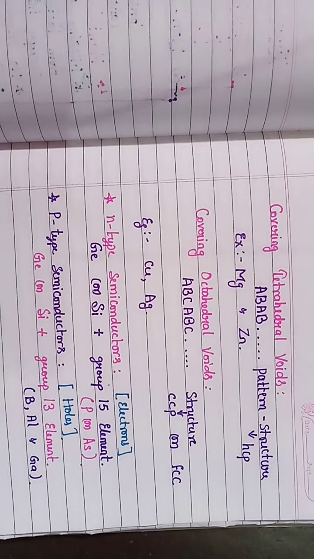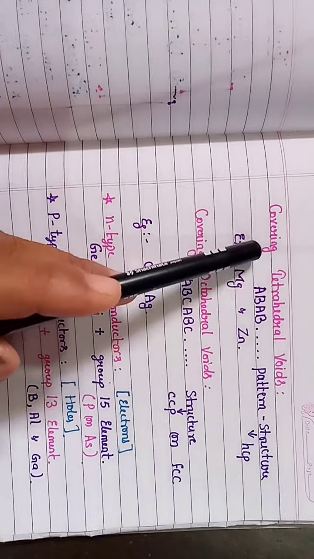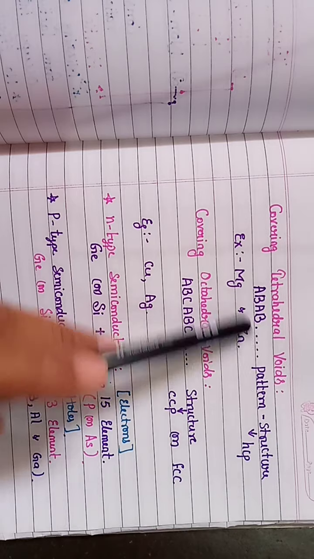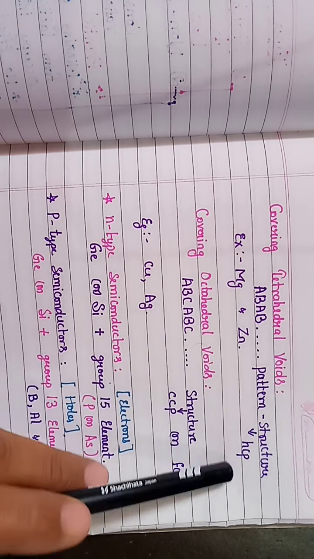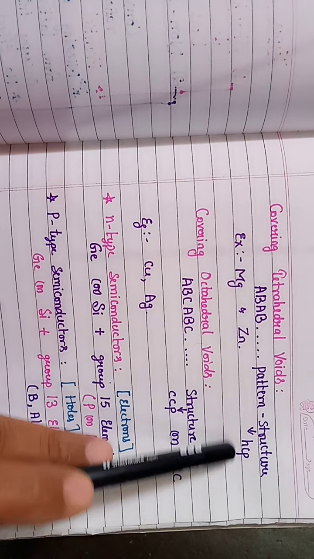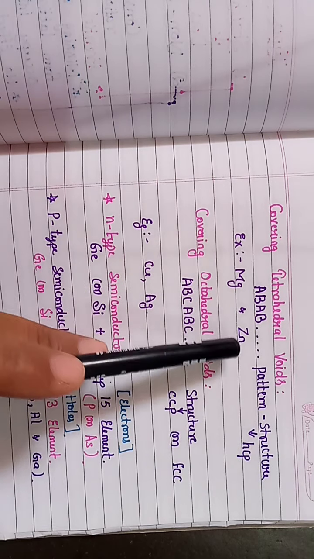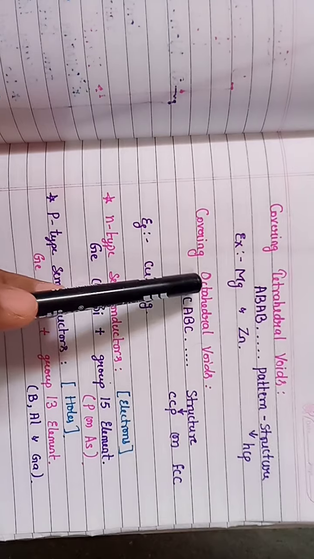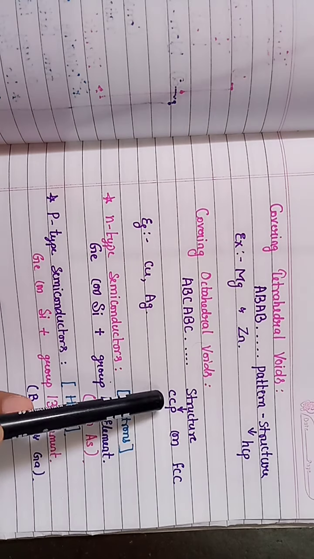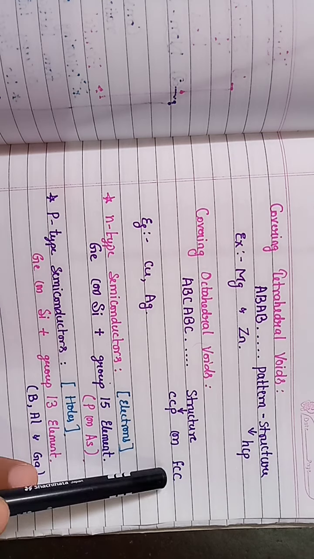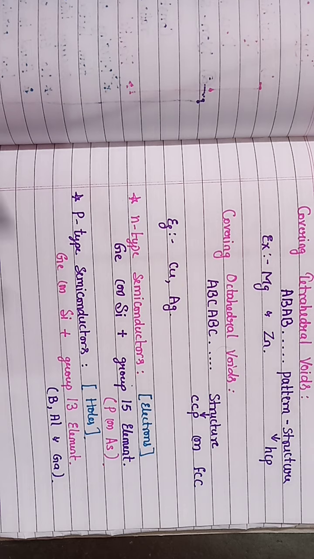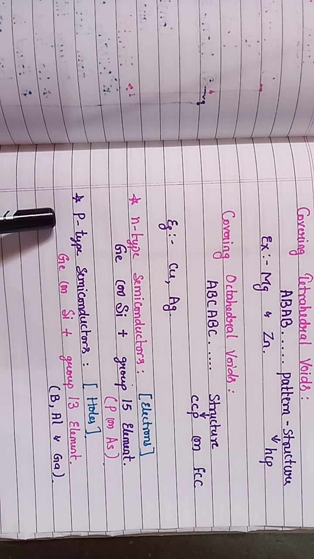So some other important points here. While covering tetrahedral voids, we can find an AB type of pattern structure that gives hexagonal close packing. AB type pattern gives HCP structure, example magnesium and zinc. While covering octahedral voids, we will get ABC type of structure, for example CCP, cubic close packing, and FCC, example copper and silver. And when it comes to semiconductors, there are two types, N-type semiconductor and P-type semiconductor.